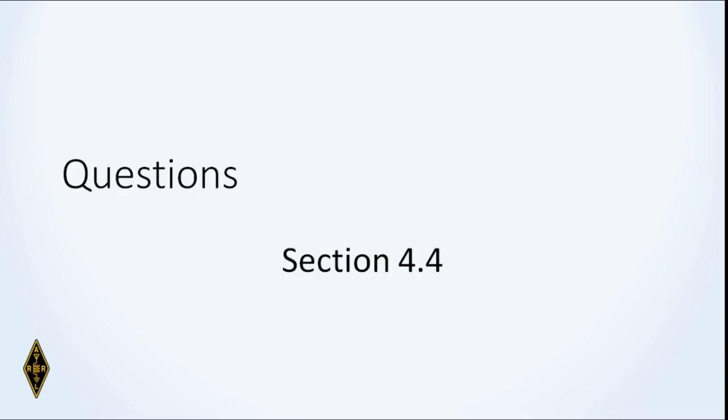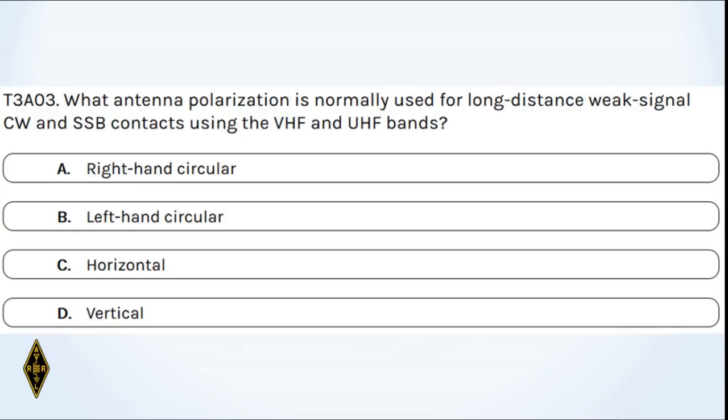All right, last questions. Almost home. What antenna polarization is normally used for long-distance weak signal CW, Morse code, and single sideband contacts using the VHF and UHF bands? You might have to think back. Remember, I talked to you about all those mobile guys on VHF and UHF. Their antennas are vertically polarized. Well, if you're looking for weak signals, you want to go horizontal. So the answer here is horizontal polarization.